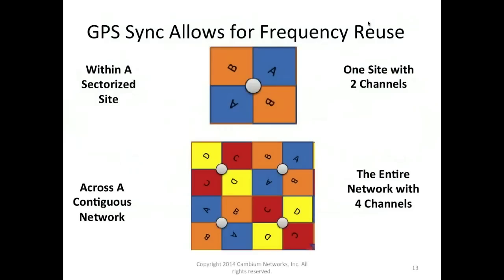A quick image of the GPS sync, a visual representation of a tower with AB, 2 channels that are back-to-back, 360-degree coverage. Then you go over to a 4-channel network and you can start building a much bigger geographic area with ABCD 4-channel usage.